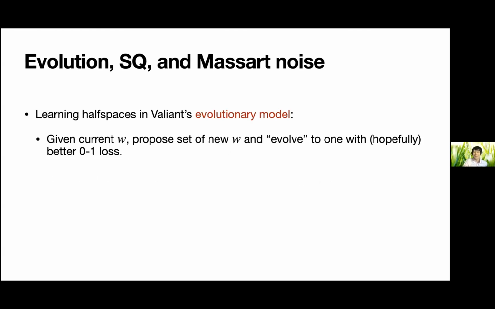So I'm not going to give the full description of what it means to learn a half space in an evolutionary way. But informally, the idea of the evolutionary model is you want to start with a half space W and then propose a set of new W, which are like the descendants of it, and do some kind of selection process, which hopefully results in a new W, which has the better 0-1 loss. That's kind of the idea.